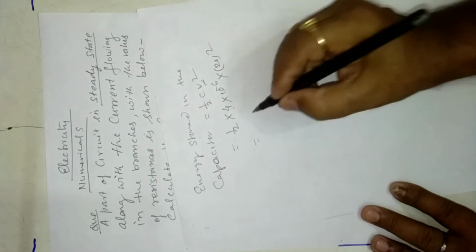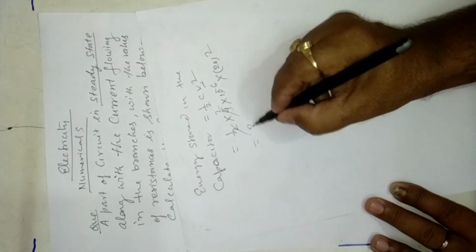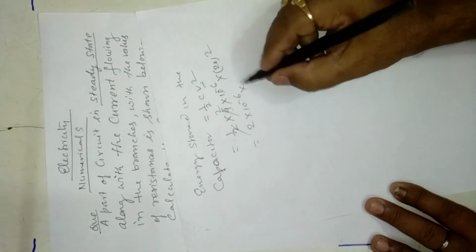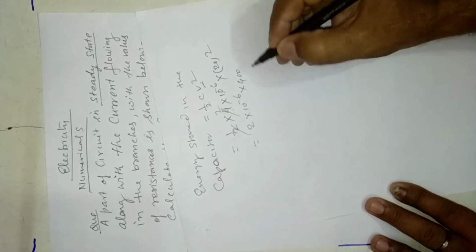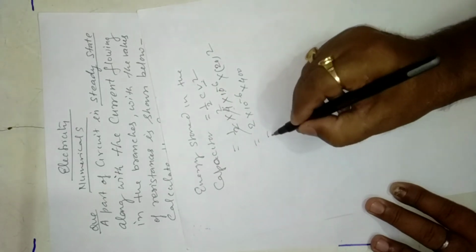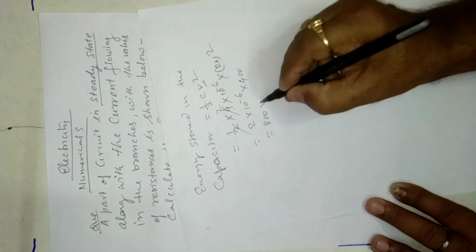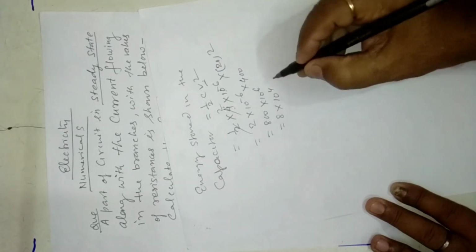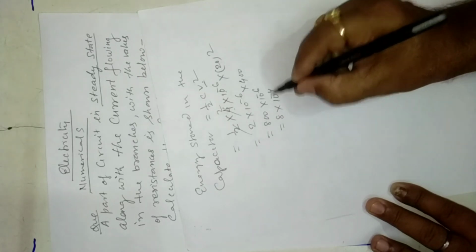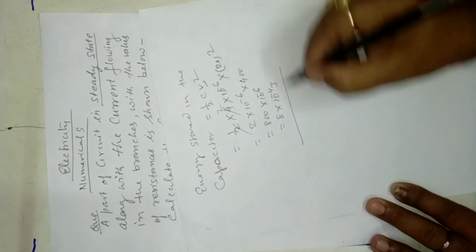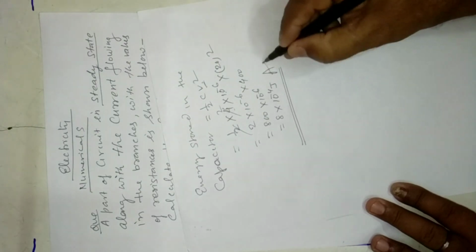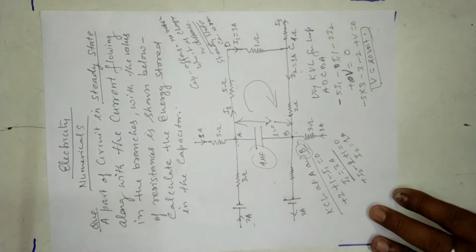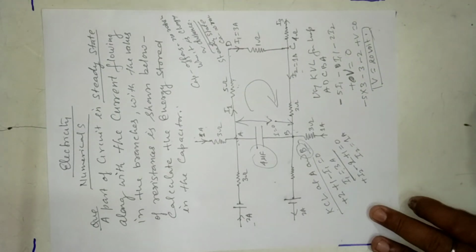So it will be equal to 2 into 10 to the power minus 6 into, what will happen, 20 square is 400, and this will become 800 into 10 to the power minus 6, which is equal to 8 into 10 to the power minus 4 joule. This is the energy stored in the capacitor. This will be the answer. So this is the solution of this important question of a combination of resistance and capacitor.